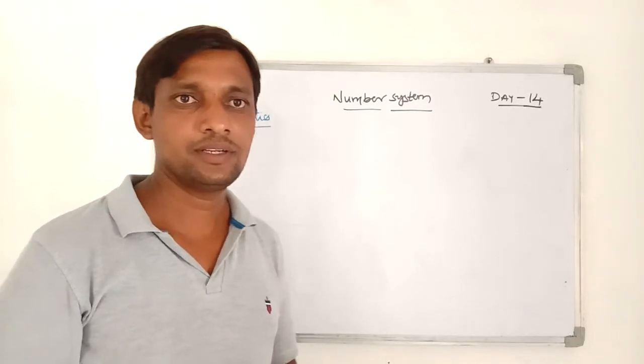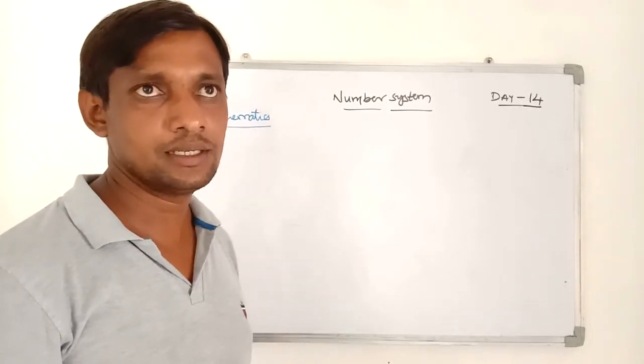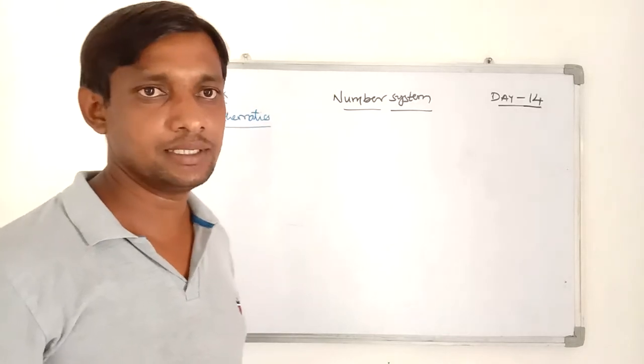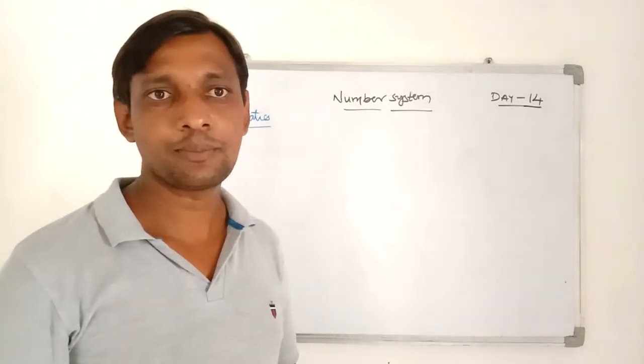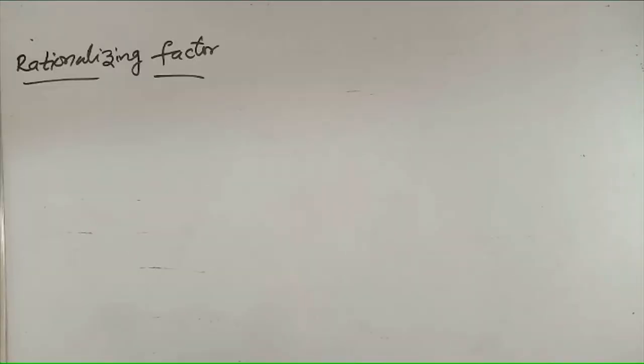In the previous class, we discussed the properties of real numbers, surds and different types of surds. Today, we will discuss the rationalizing factor. Children, the next one is rationalizing factor.